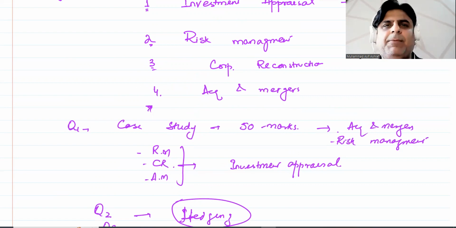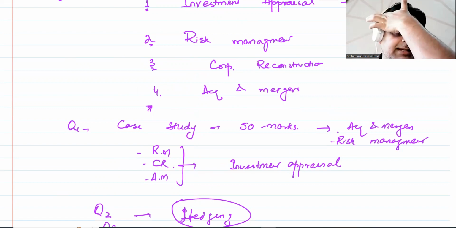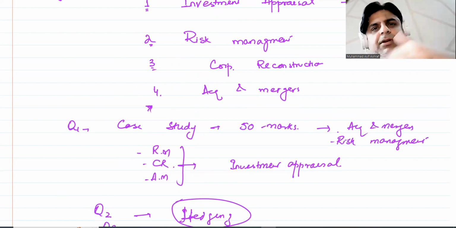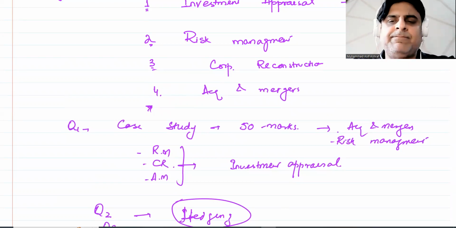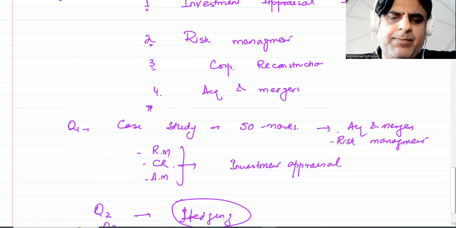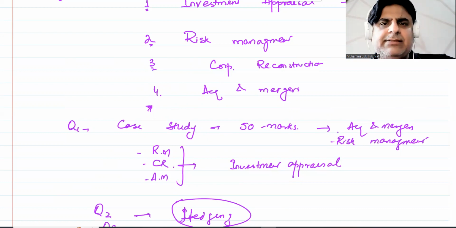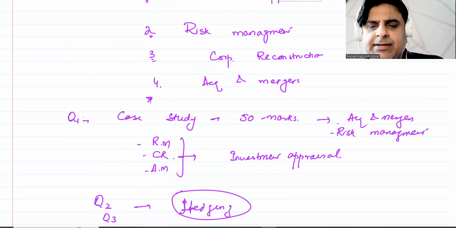Might be possible some topics will be assessed in question number 1, and the remaining topics will be assessed in question number 2 and 3. If in the next paper, the topics which were previously assessed in question number 2 and 3 may be assessed in question number 1. So all 4 topics are important here. Okay.